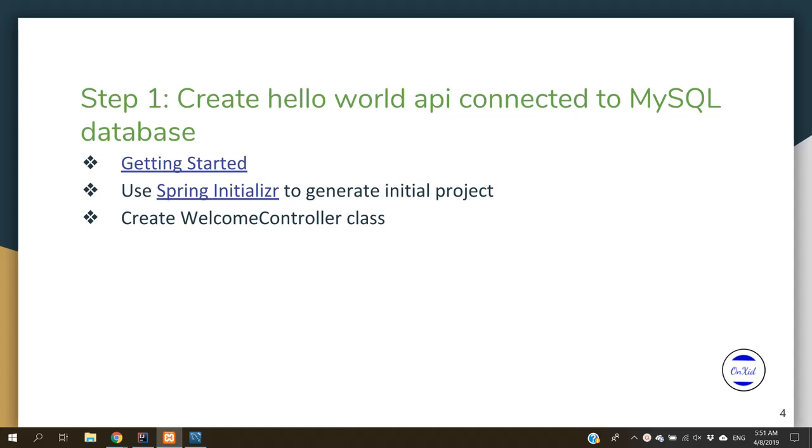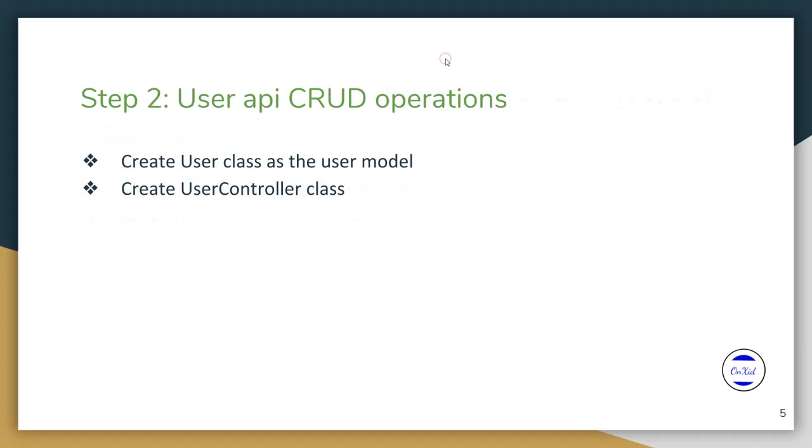Welcome back. Let's move to step 2. Now we have to create a user class as the user model, and we have to create a user controller for creating a user API having CRUD operations.